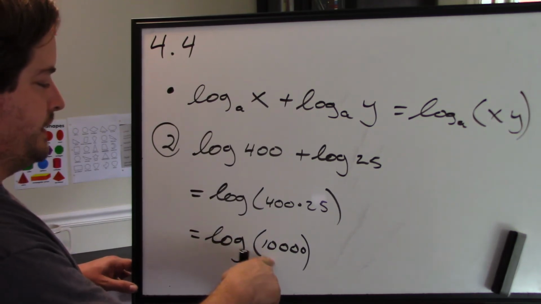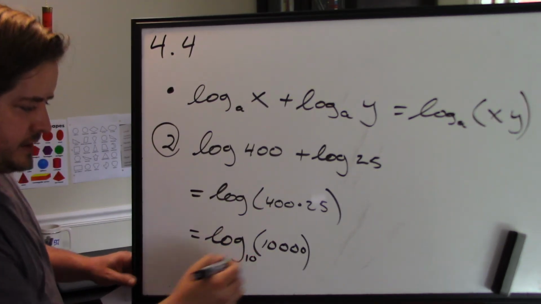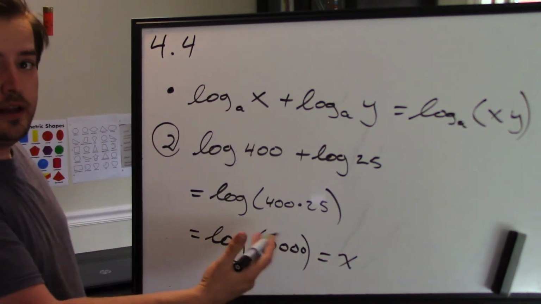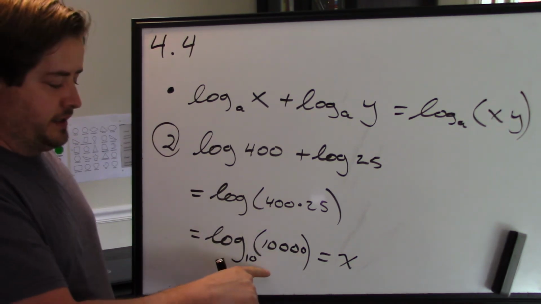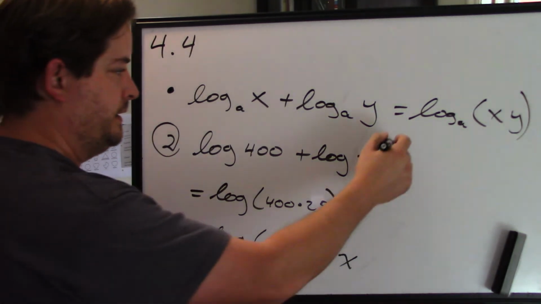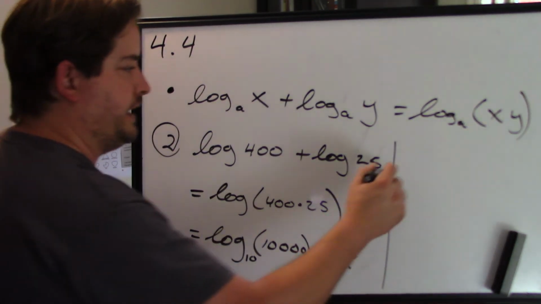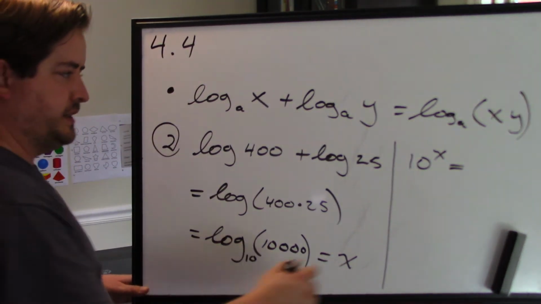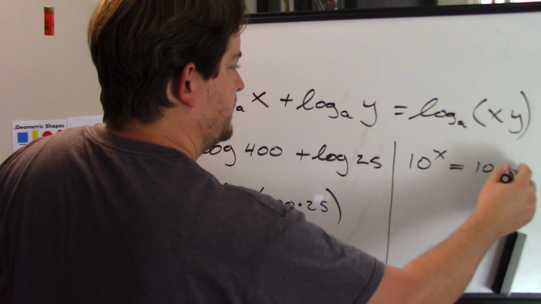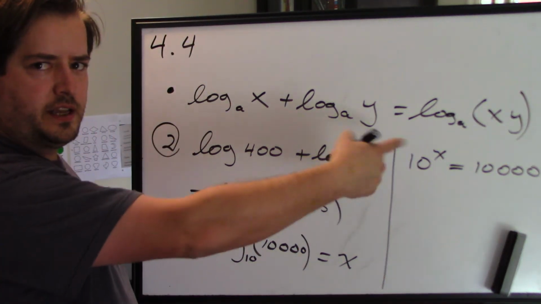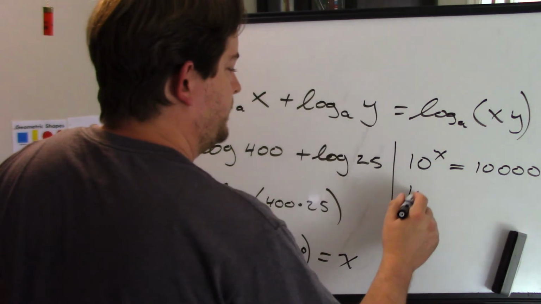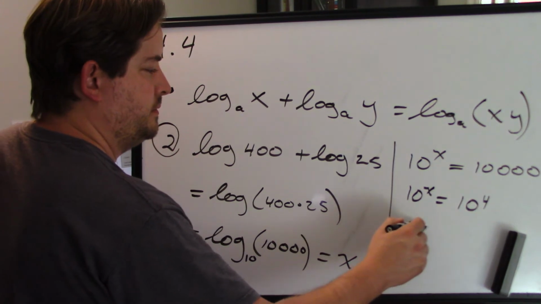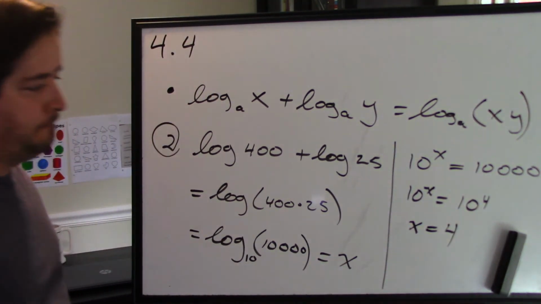So then I've got this, and again, if I've got no base down here, it's a 10, right? So this is equal to something, I don't know what it is, let's call it x. And therefore I can say, if I rewrite this in exponential form, it becomes 10 raised to the x is equal to my 10,000. But 10,000 is 10 to the 4th. And therefore x is 4. And I'm done.